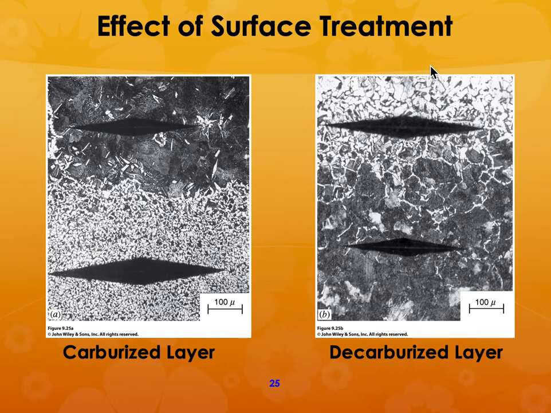What you will also see is that the microstructures are very different. If you have a carburized layer, you will find that it can improve the fatigue life of your component. But if there is some kind of decarburization or oxidation taking place, it can reduce the fatigue life of your component.